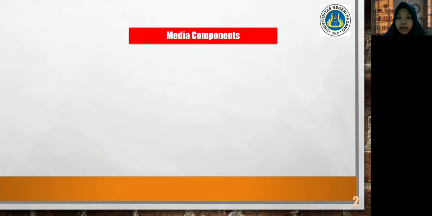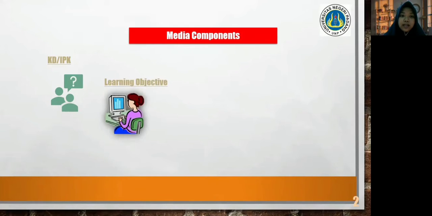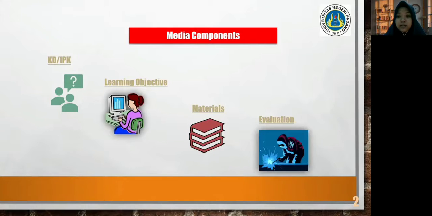For the first, I will tell you about media components. They have 4 points. The first is KD or IPK, the second is learning objective, the third is materials, and the last is evaluation.